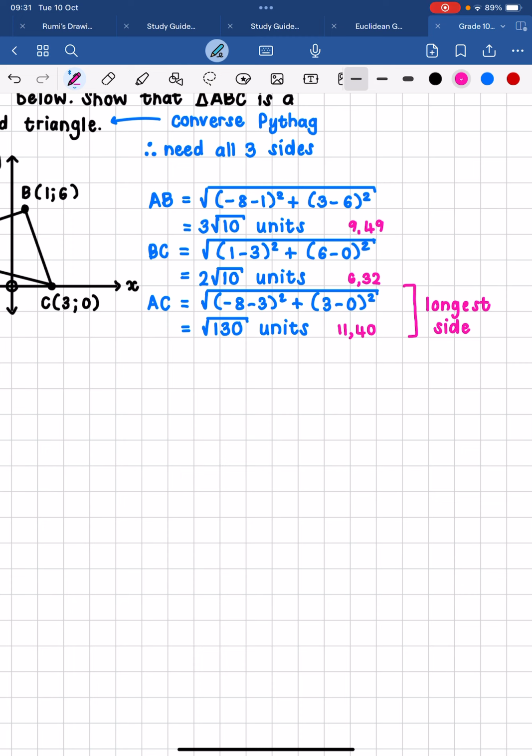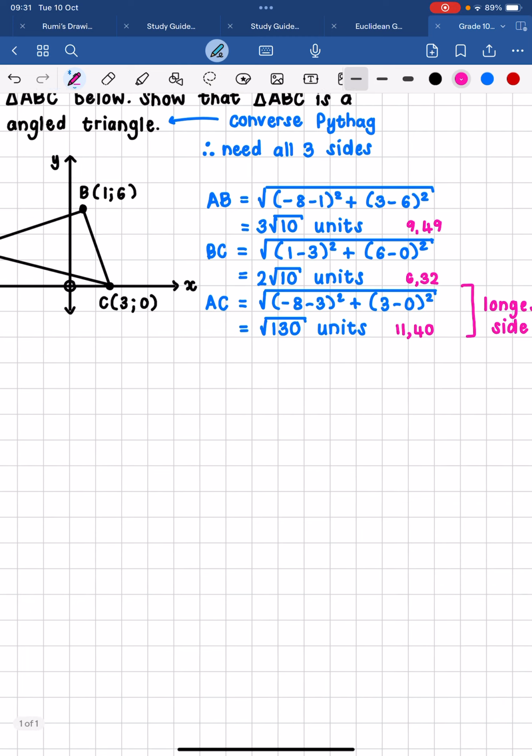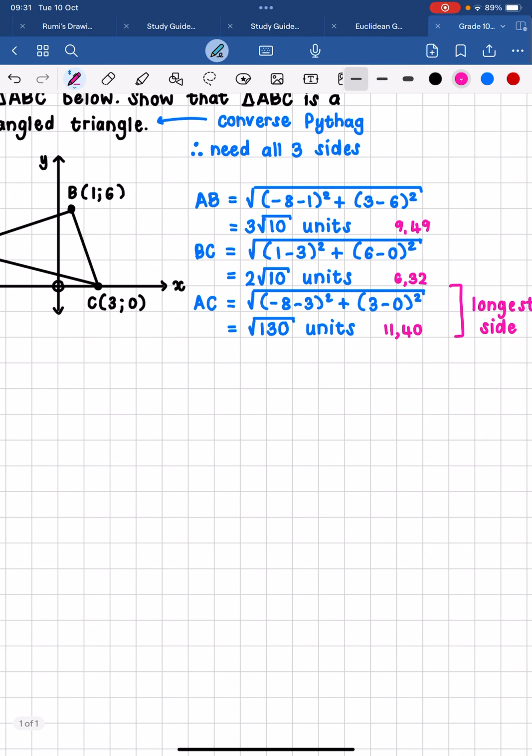So then you would say 3 plus 8 squared plus 0 minus 3 squared. It has to be root 130. You must have just typed something wrong, so just double check that again. All right, thank you. Okay, now we need to do the converse Pythag calculation.